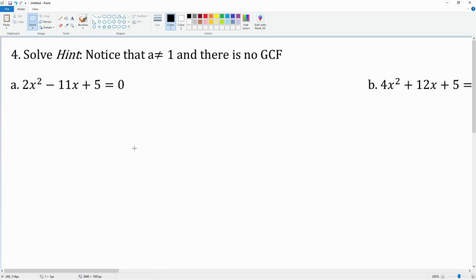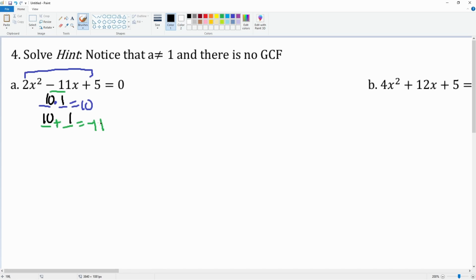Number 4 here, we're asked to solve, and the only way we know how to solve here is to first factor it. So let's set up our factoring. We're trying to find two numbers that multiply to make 10 and add up to this middle number of negative 11. Those numbers look like 10 and 1.